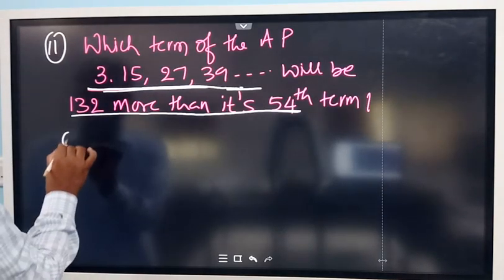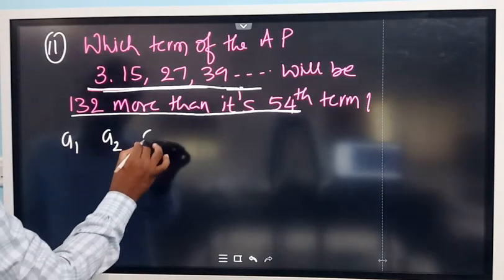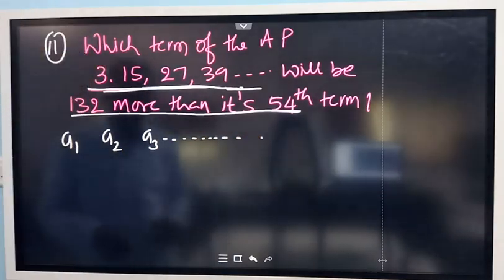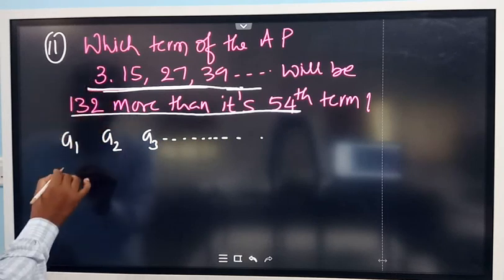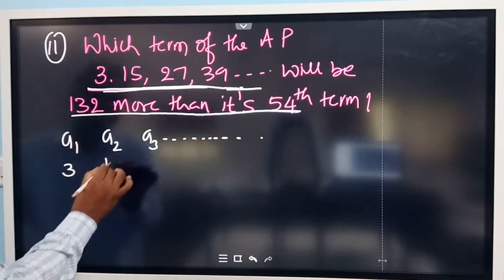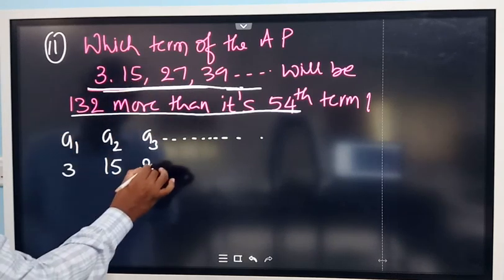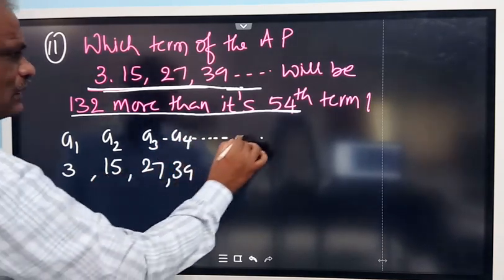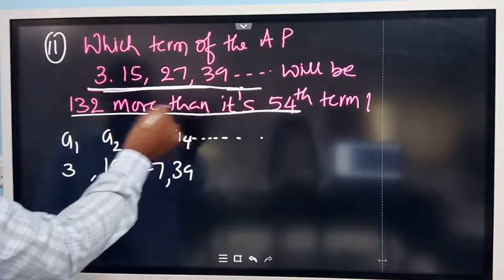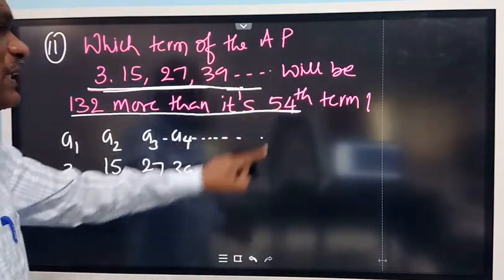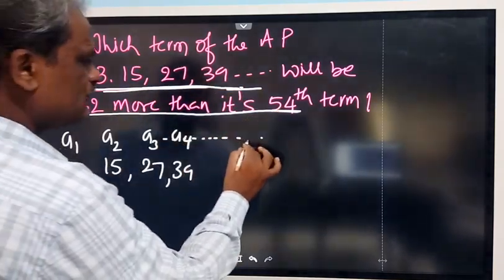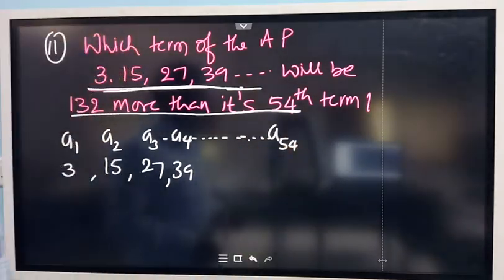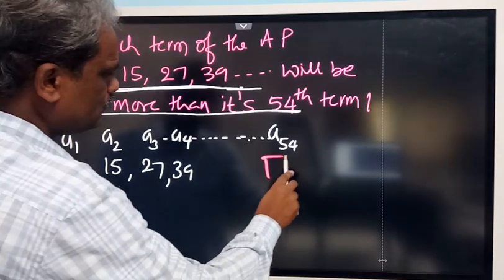See, I will write the first term as A1, the second term as A2, the third term as A3, and it continues like that. So the AP will be like this: A1 is 3, A2 is 15, A3 is 27, A4 is 39, and it continues. Somewhere in between you will find A54, the 54th term, which we do not know.